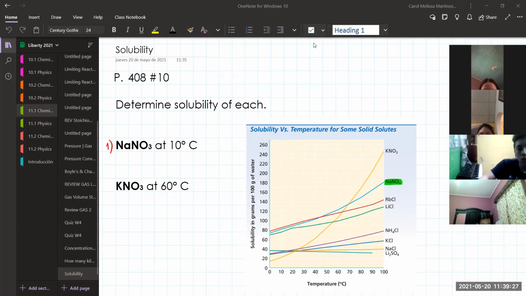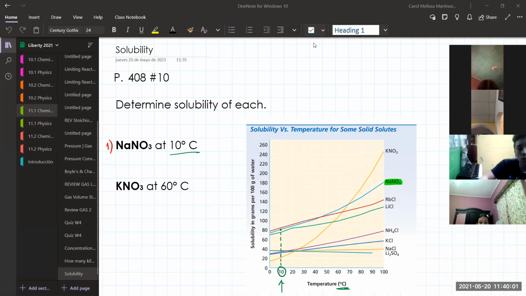So all you have to do is look at the temperature. The temperature given in the problem is 10 Celsius. So we're going to look for 10 Celsius right here. Take a look, the temperature over there is in Celsius. So you're going to locate the temperature of 10 degrees Celsius, and you're going to follow until you reach the graph for sodium nitrate.